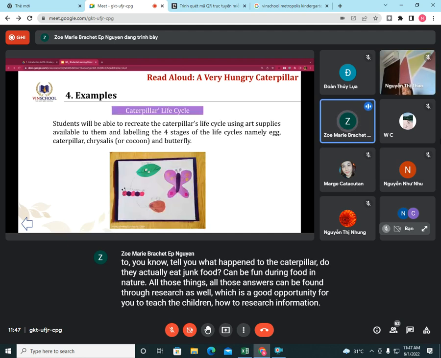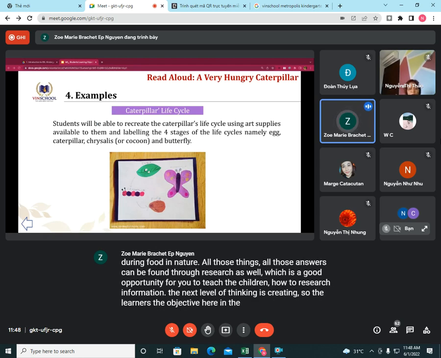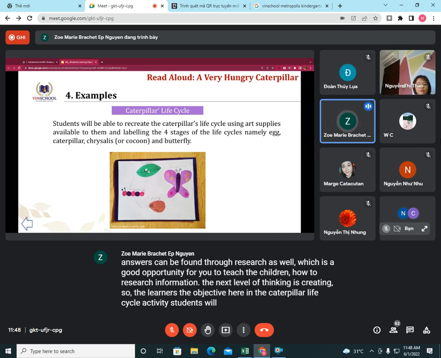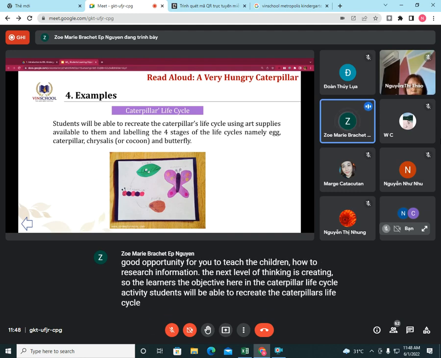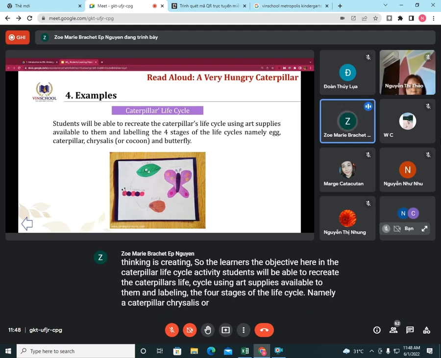The next level of thinking is creating. So for the learners, the objective here in the caterpillar life cycle activity: students will be able to recreate the caterpillar's life cycle using art supplies available to them and labeling the 4 stages of the life cycle, namely egg, caterpillar, chrysalis, or cocoon, and butterfly.